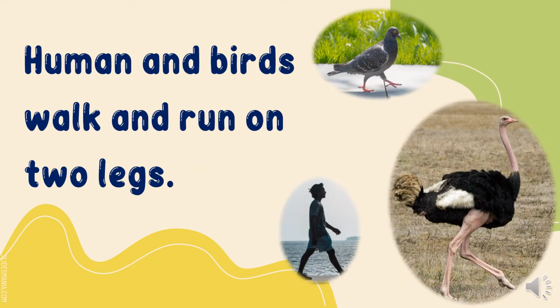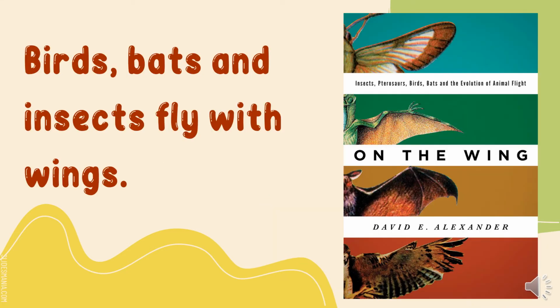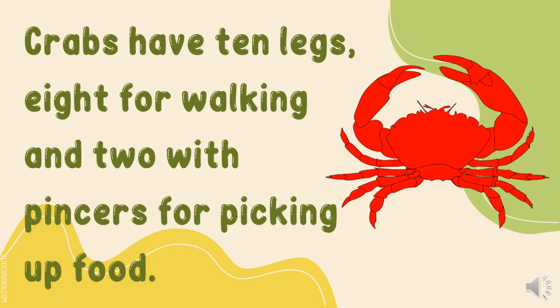Another way, like we move and the birds move, is walking and running on two legs. Now let's see another way of movement: horses, cats, and dogs walk and run on four legs. Now birds, bats, and insects fly with their wings. You can see the butterflies and others fly with their wings. What about crabs? They actually have 10 legs, 8 for walking and 2 with pincers for picking up food. Even if your finger goes near, they will pinch with the two pincers they have.